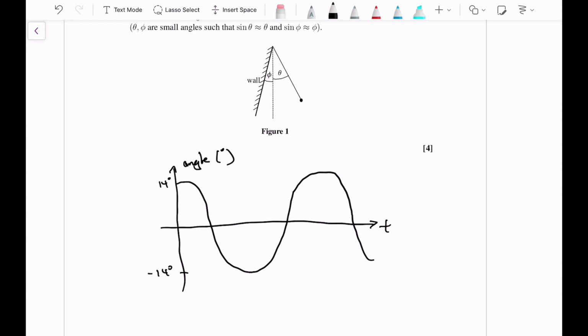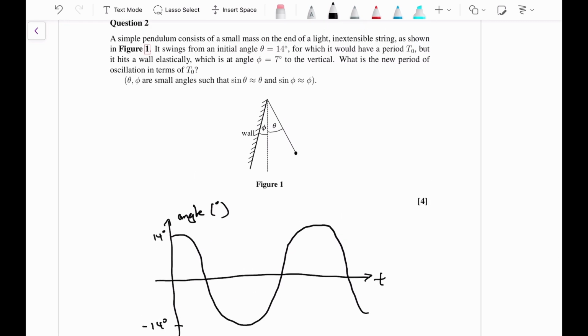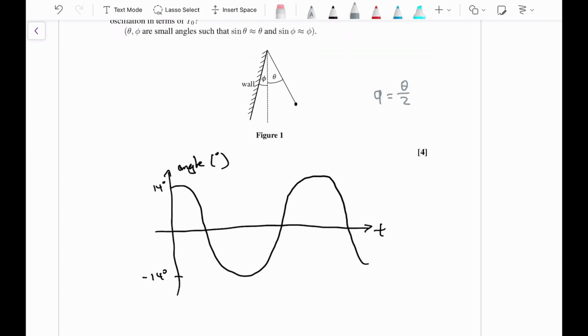So when does the small mass hit the wall? It's given in the question that theta is equal to 14 and phi is equal to 7, so phi is just equal to theta over 2. Over here on the diagram, it will simply be like this. So that's around over here, and this is, I would say, half the new period. So this is negative 7 degrees.